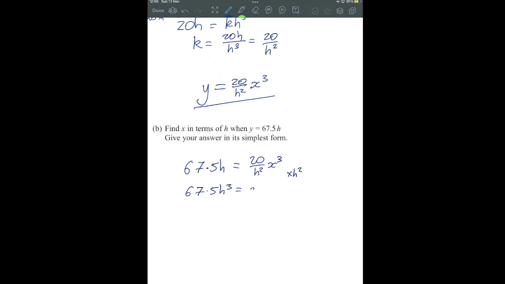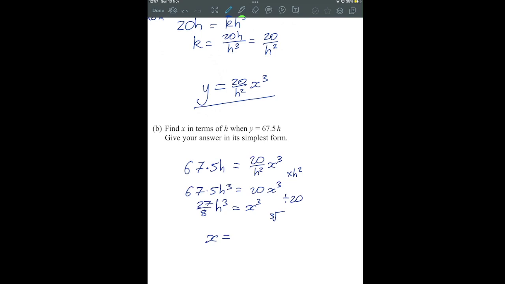Then we get h cubed on the left hand side. Let's divide by the 20. 67.5 divided by 20 is 27 over 8. h cubed equals x cubed. Well, I don't want x cubed, I want just x. So let's take the cube root.